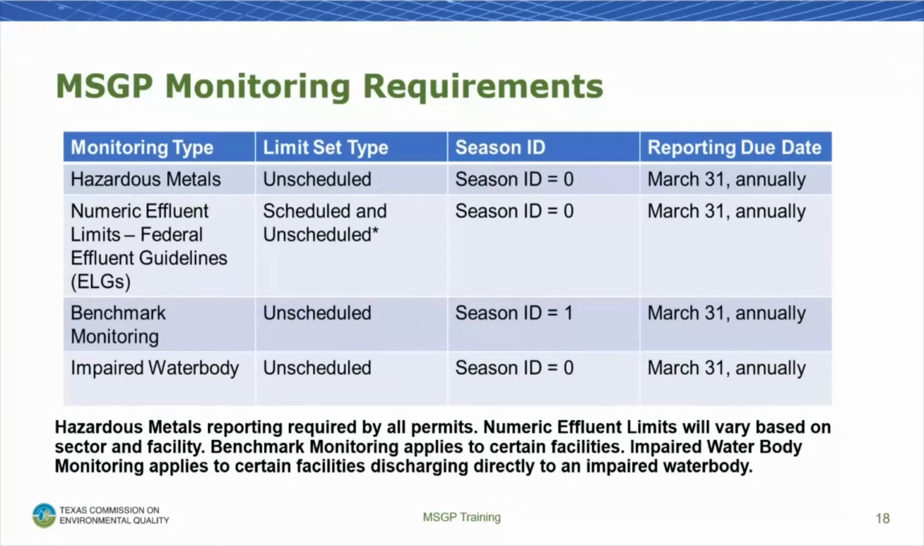So one thing that's important to note that Michaela talked about is the benchmark monitoring. If you look under the season ID column, you'll see that the benchmark is the only one that's going to have a season ID of 1. So it's important to take note of that whenever you're looking at the unscheduled, because there is a possibility that there might be duplicate parameters based on how you submitted your NOI. And so you'll want to make sure that you're noticing the season 1. That will be for the benchmark monitoring.